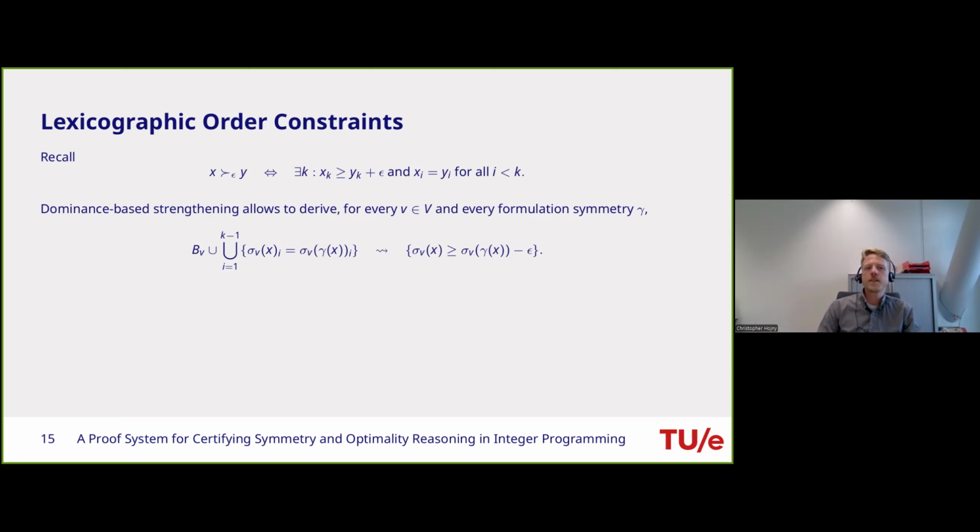So dominance-based strengthening can be used to derive this, in principle, prose description of the epsilon comparison if we weaken it a little bit. So instead of plus epsilon, we need a minus epsilon here.